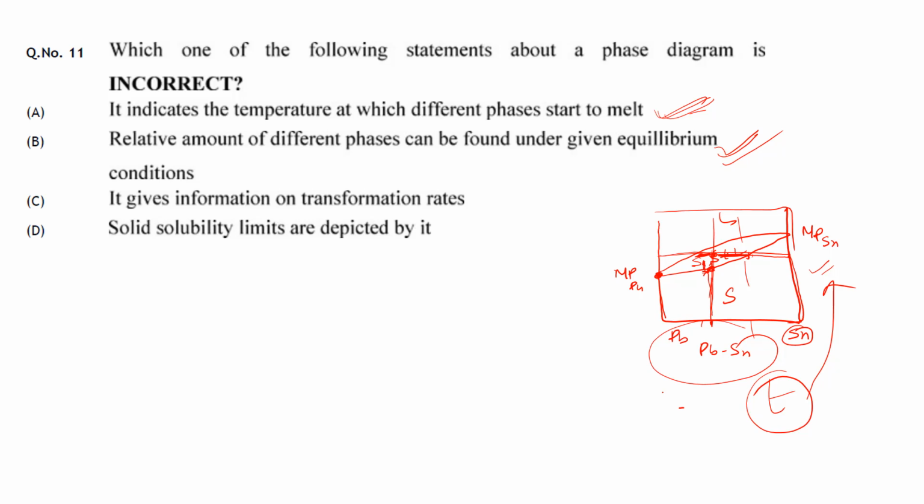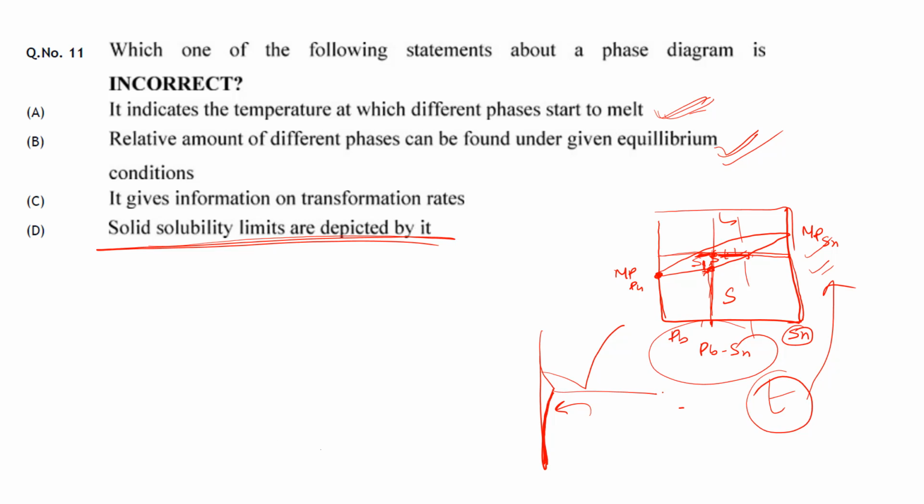Let us say option D, solid solubility limits are detected by it. Yes, the solid solubility limit is also detected. Suppose this is the case of a normal solid plus liquid, but in the case of iron carbon, it gives the maximum solubility of carbon along this line. So carbon is dissolved, or it gives the solid solubility limit, you can say.